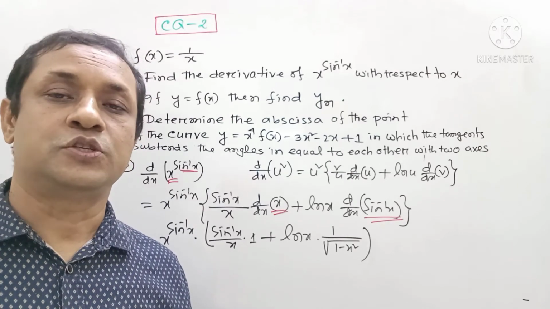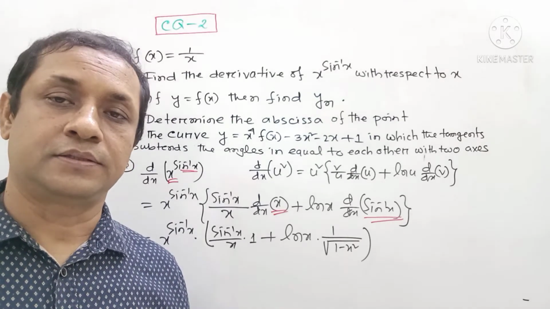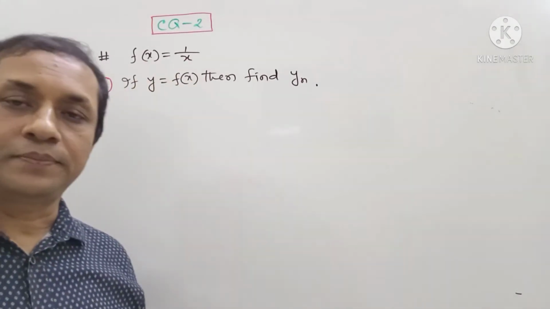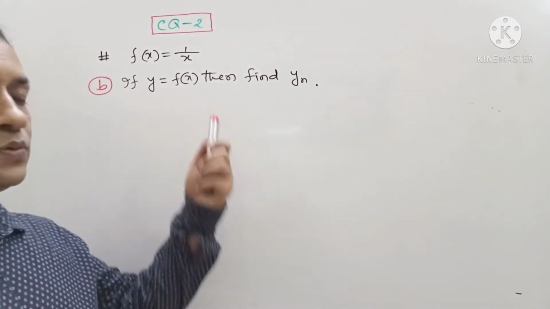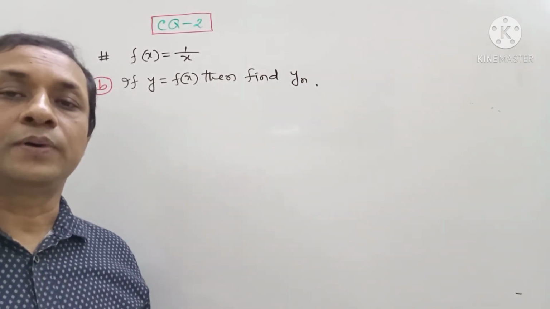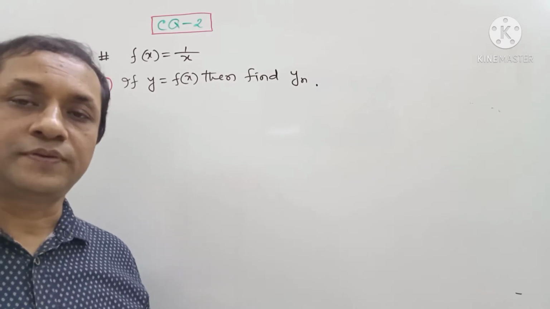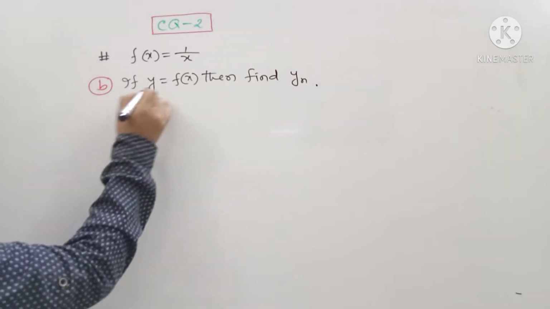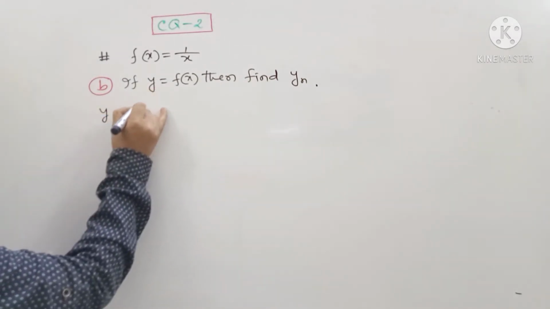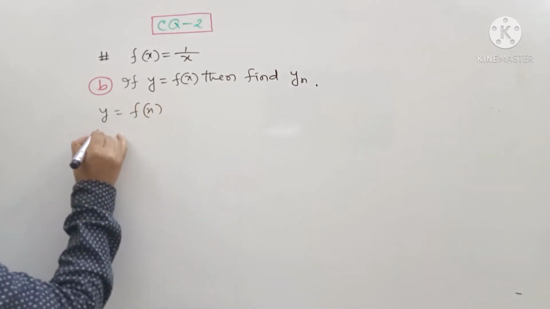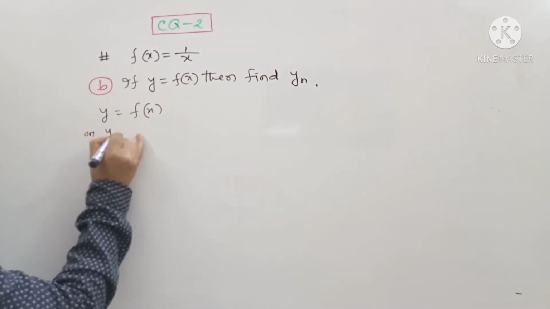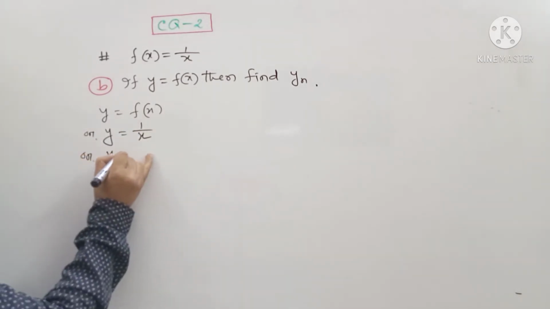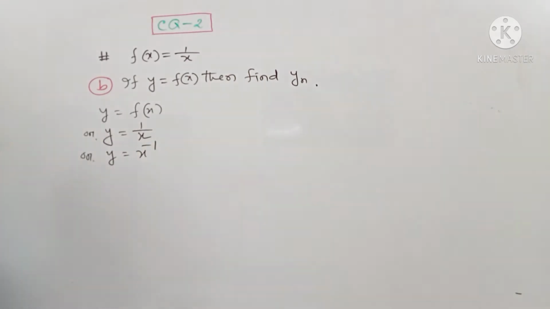I hope that student, you are clear. Question number B. Given f of x equals 1 by x, and if y equals f of x, then find yn. Yn means n times differentiation, it is denoted by yn. Now here given y equals f of x, now putting the value of f of x, so y equals 1 by x. So we have y equals x to the power minus 1.